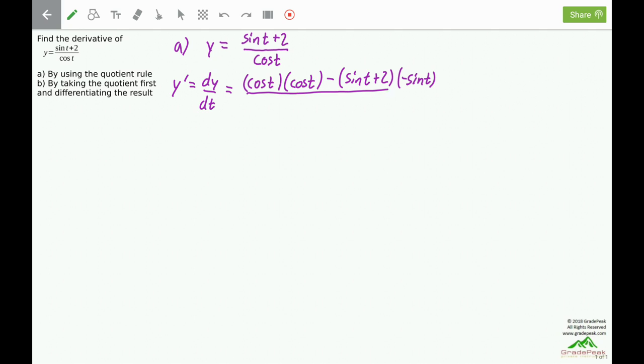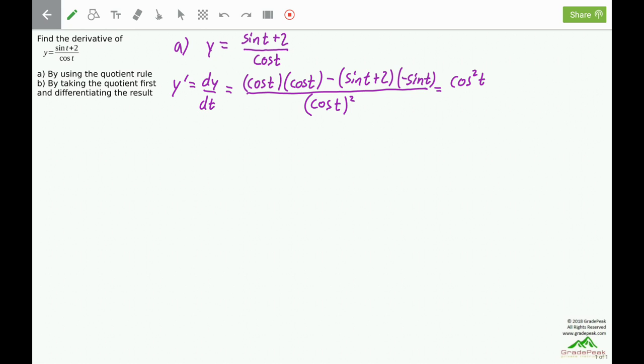All this over the denominator squared, cosine of t squared. We can multiply the first expressions. Cosine of t times cosine of t will be cosine squared of t. For this next set of expressions, we have a double negative, so it's going to be a positive, and we're going to distribute that sine of t into the sine of t plus 2.